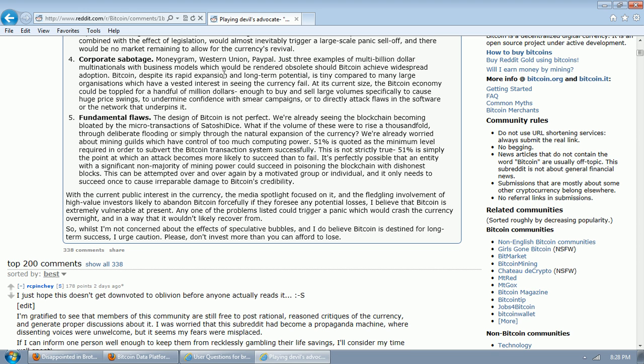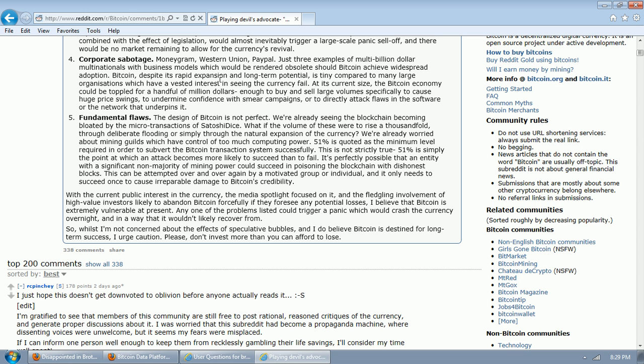Number five, fundamental flaws. The design of Bitcoin is not perfect. We're already seeing the blockchain becoming bloated by microtransactions of Satoshi Dice. What if the volume of these were to rise a thousandfold through deliberate flooding or simply through natural expansion of the currency? We're already worried about mining guilds, which have control of too much computing power. 51% is quoted as the minimum level required in order to subvert the Bitcoin transaction system successfully.